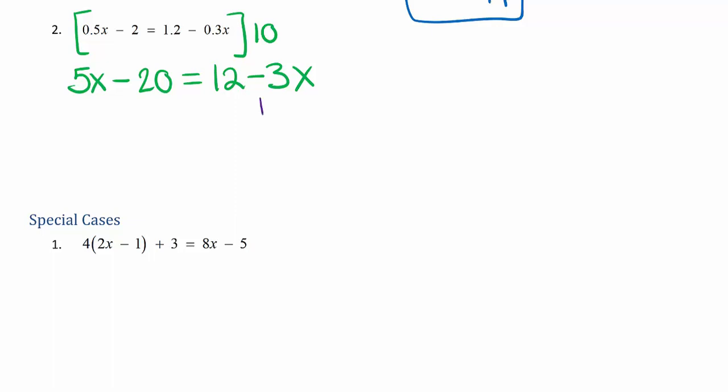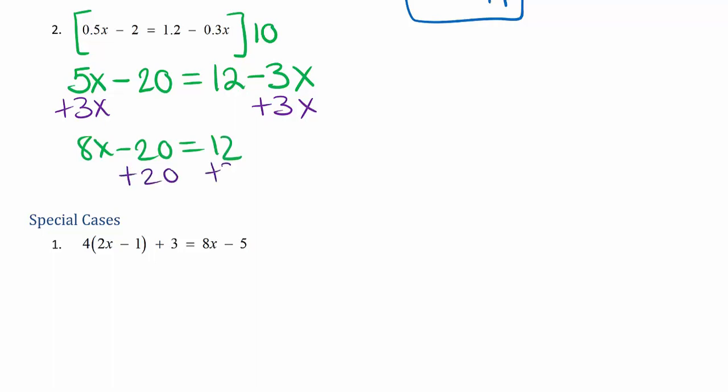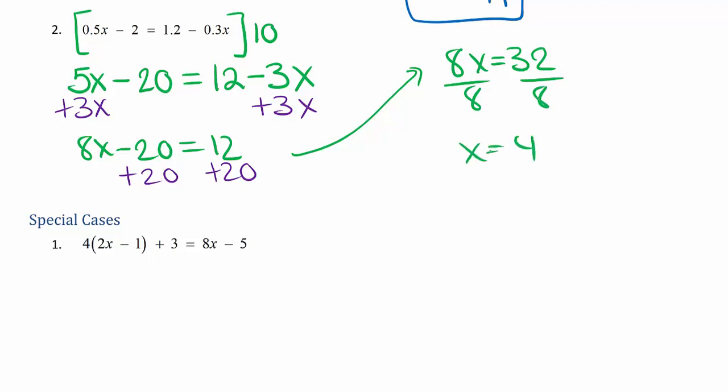Now I can solve like I normally would. I'm going to put the x's on the left. And then I'll get x by itself by moving the 20 over. And finally, I'll finish by dividing by 8. And my answer is x equals 4.